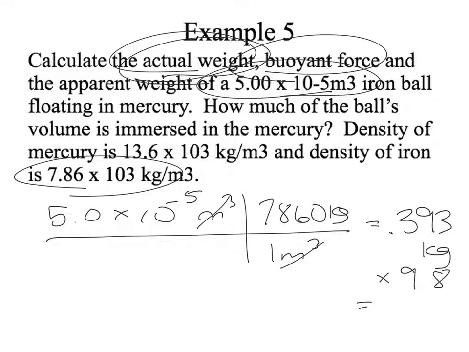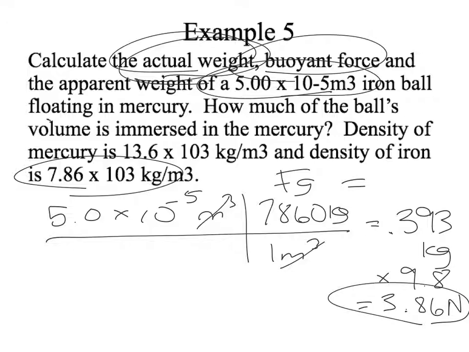So I multiply by 9.8, and I get 3.86 newtons. Now, it turns out this is F sub g, the actual weight. This is not buoyant force, although it is, because why do we know it is? It's floating in the mercury. So I went through and I found F sub g. Now, don't just assume something's going to be floating, but if it says it is, well, this is F sub b as well.